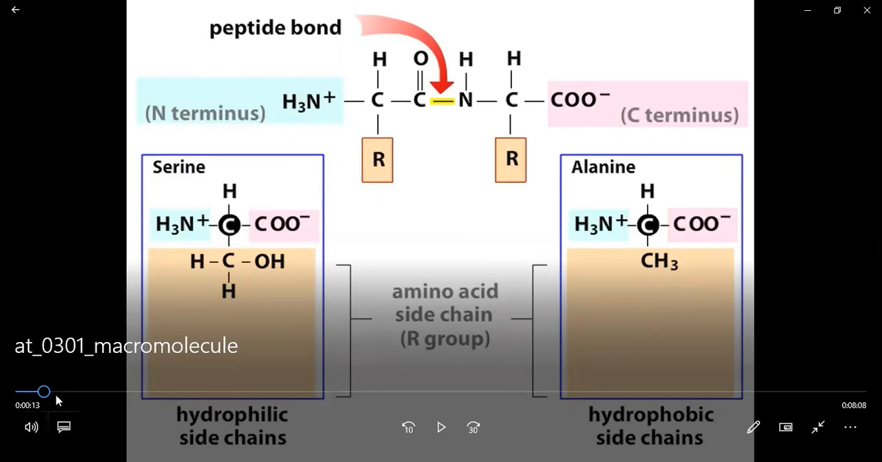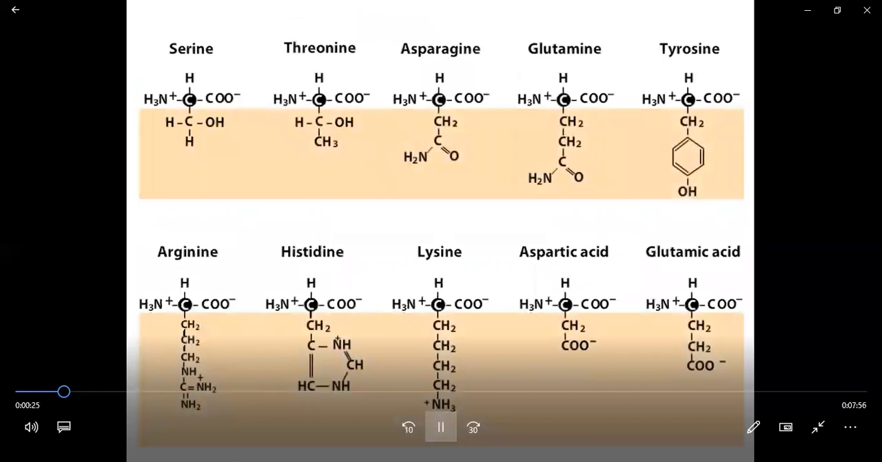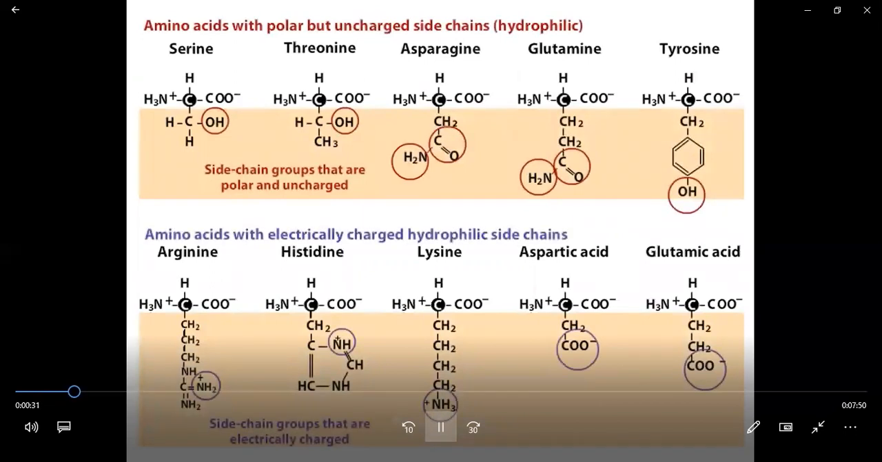Now they are moving towards the different types of amino acids on the basis of side chains, whether they are positive amino acids, negative amino acids, basic, acidic. Proteins differ only in their side chains, and the properties of these side chains account for the great diversity of protein structure and function. 10 of the side chains are hydrophilic, either polar and uncharged, or electrically charged.